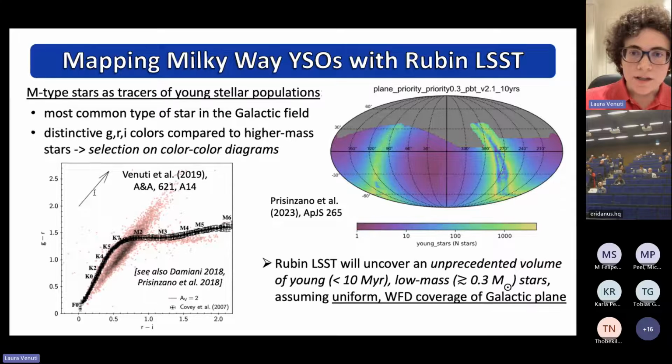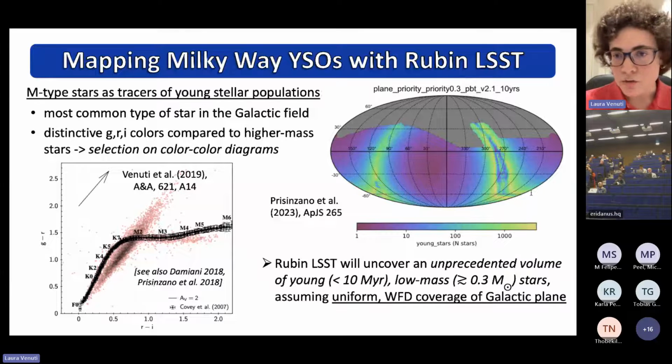So as part of the Rubin LSST survey strategy optimization process that has been conducted over the last few years, we have published a work led by Loredana Prisinsano, where we have considered the distribution of stars across the galactic plane and the effects of dust and crowding limits in order to derive an estimate of the number of young stars that we expect Rubin LSST will discover at the end of the survey. And the resulting map is shown here.